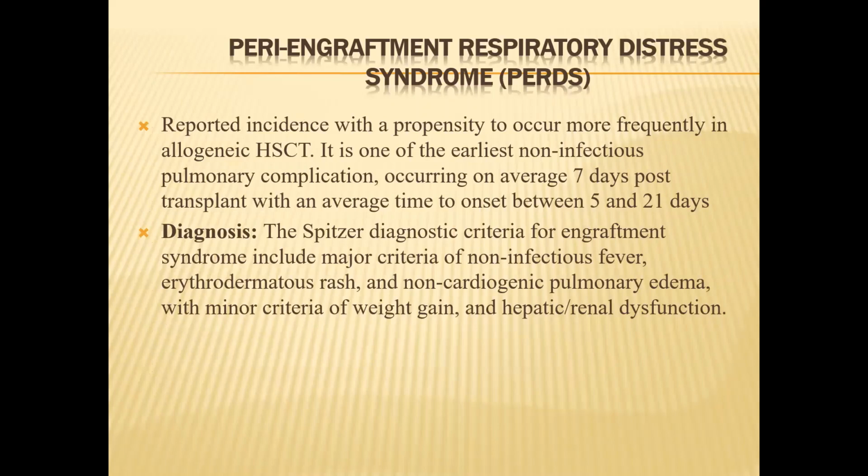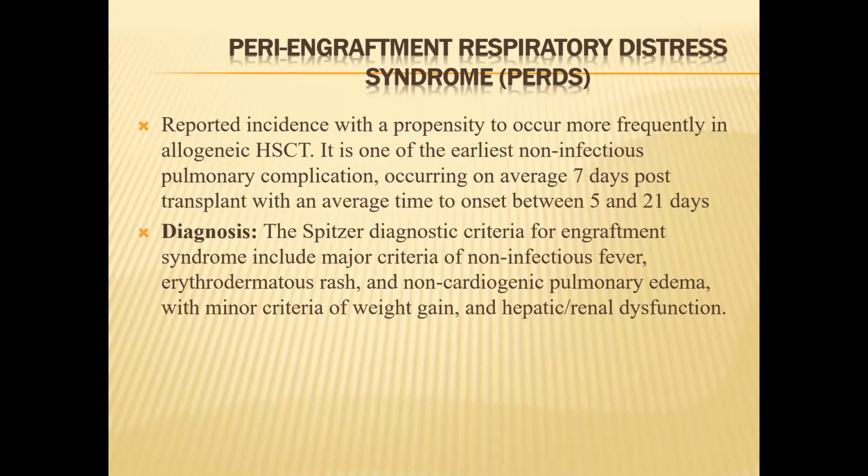Peri-engraftment respiratory distress has a reported incidence, with a propensity to occur more frequently in allogeneic transplant patients. It is one of the earliest non-infectious pulmonary complications, occurring on average 7 days post-transplant, with the time to onset between 5 and 21 days.